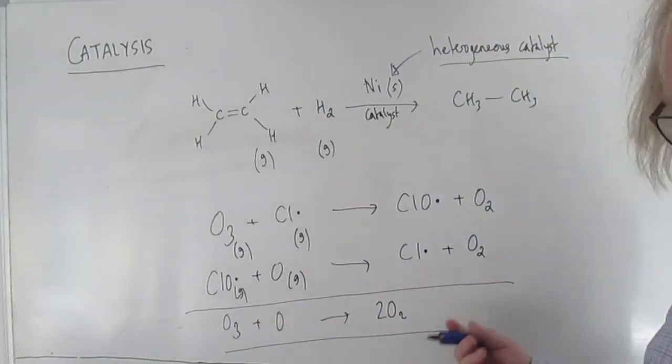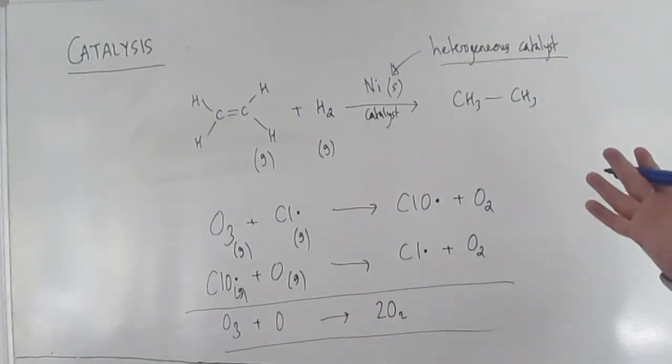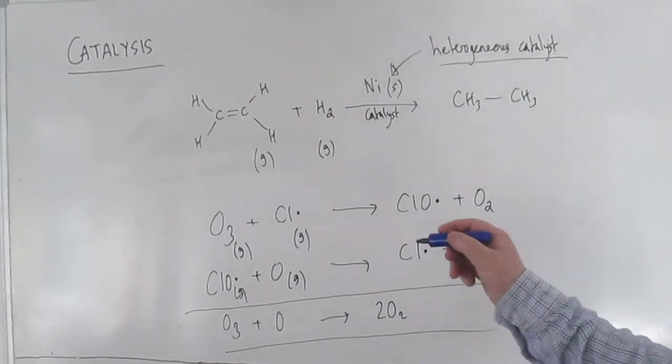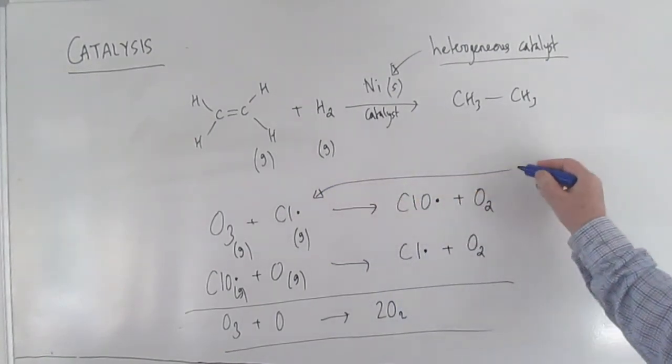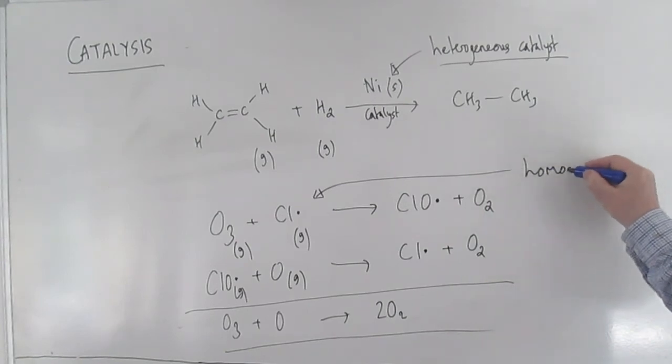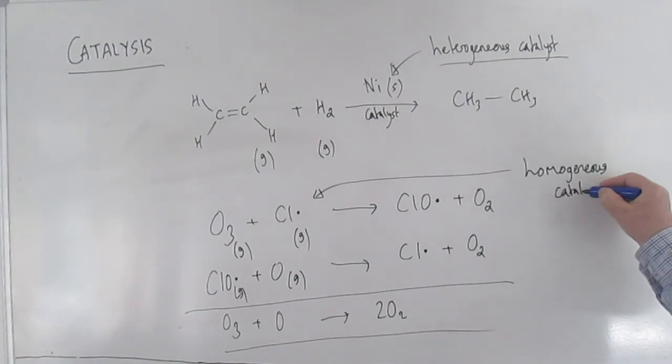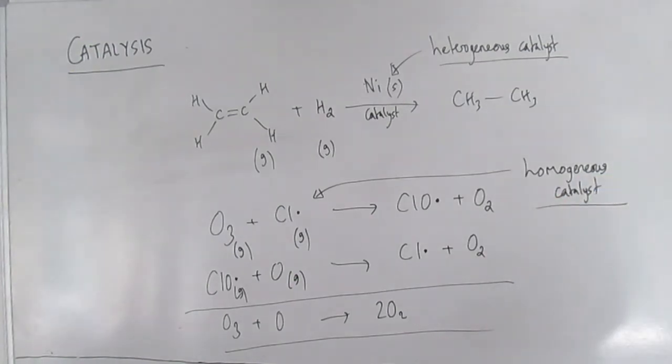So the Cl• is not used up overall, but that doesn't mean it's not involved, it's used up but then regenerated. And that's an example of a homogeneous catalyst, because it's in the same phase as the reactants. So again, make sure you know the words, and it's worth knowing those examples. You'll come across other examples, you've already come across some other ones, but it's worth having a couple of examples like that up your sleeve.